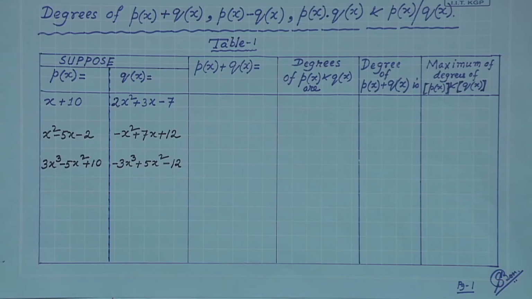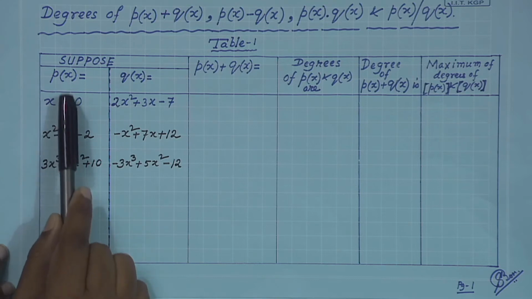Welcome everybody. You have learned about the degree of a polynomial. Now, I am considering the sum, difference, product and quotient of two polynomials. We are interested in the degrees of the polynomials which are the results of addition, subtraction, multiplication and division. Now, we are taking very simple polynomials.